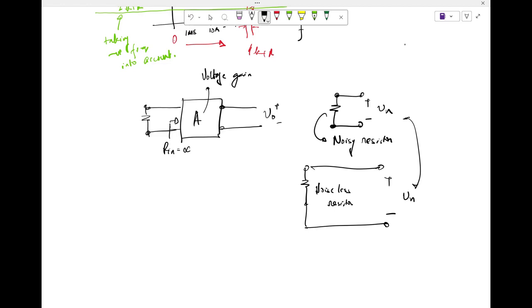But clearly if this is noiseless, then I have to add something to it, right? So what should I add? I will add a voltage source. And the voltage source should be such that the power spectral density of this voltage source should be the same as the power spectral density that I observe across the resistor. Correct? Now I have a question for you: the voltage source, I can have it in series or I can have it in parallel.